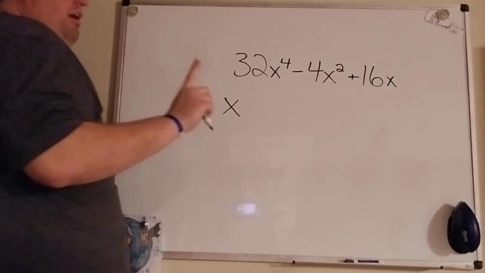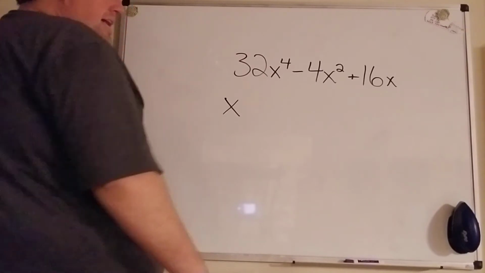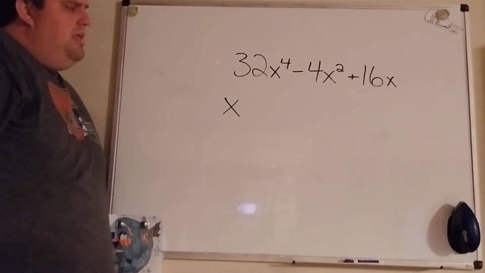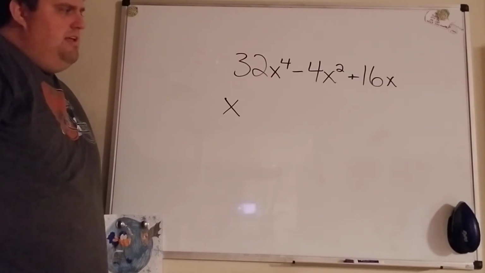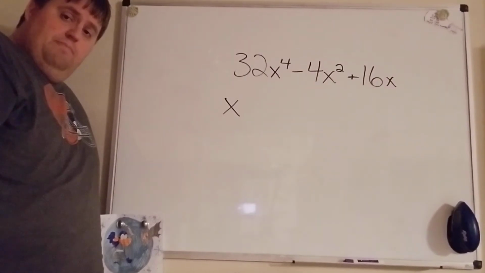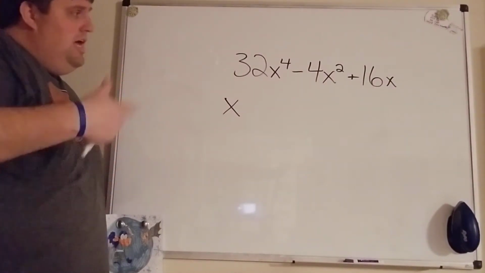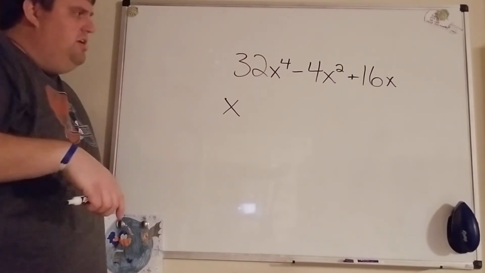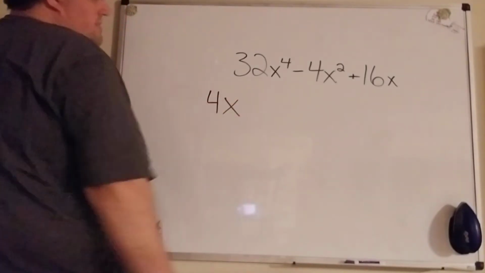But that's not all, because I can look at those numbers in front, the coefficients, and see if they have a GCF. Do they have a greatest common factor? Well, 32, 4, and 16. 4 is a pretty small number already, so there's not much that can go on there. 2 definitely goes into all of them. Does 4 go into all of them? Absolutely it does, right? 4 definitely goes into all of those. So what we can do is we can take out a 4x.